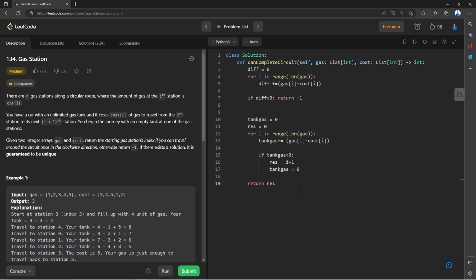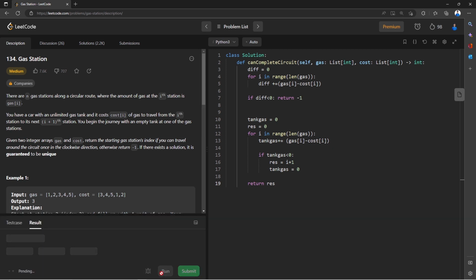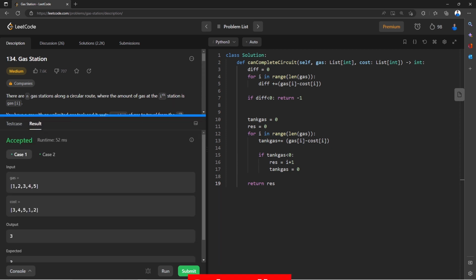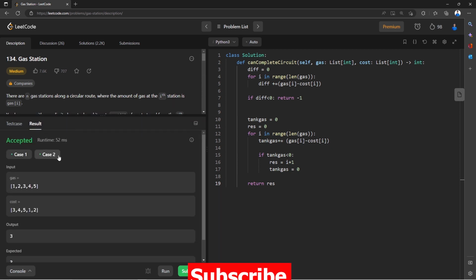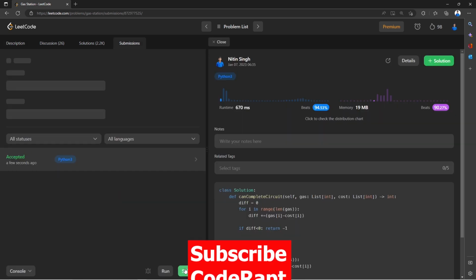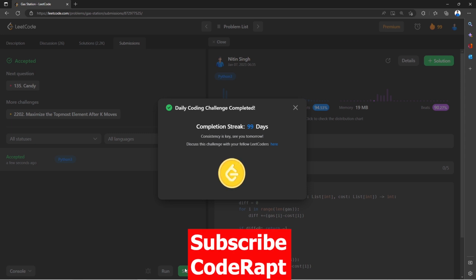Now let's quickly run this code and see whether it's working fine or not. So you guys can see that both the test cases are passed. And let me make it bigger. Here you guys can see that both the test cases are passed. So that means it's working fine. Let's try to submit this code. So here we go. That means our solution is fine.